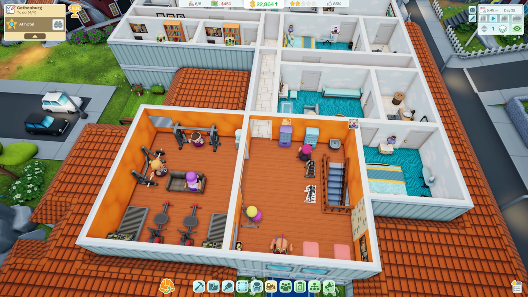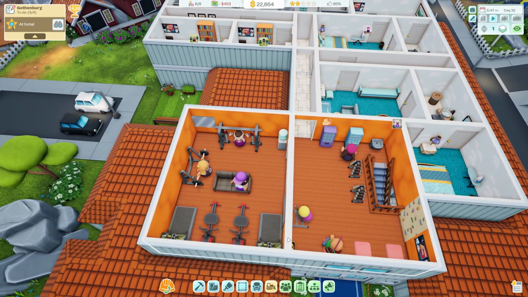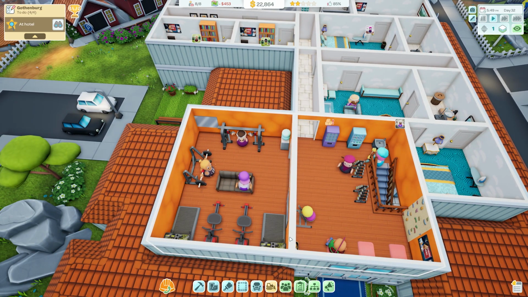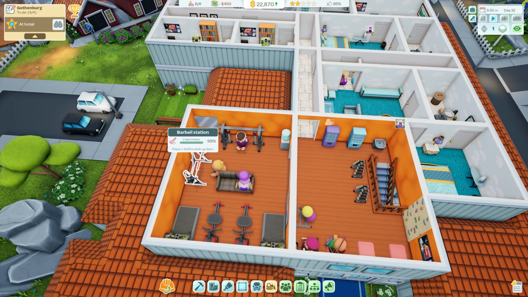That is the tough thing. We have like 2 of these. We have plenty of the mats. We have 2 of the rowers, 2 of the treadmills. So yeah, we'd just be getting like these machines.